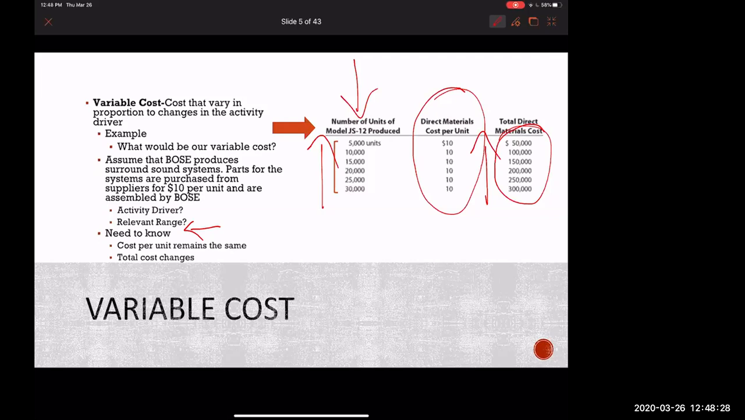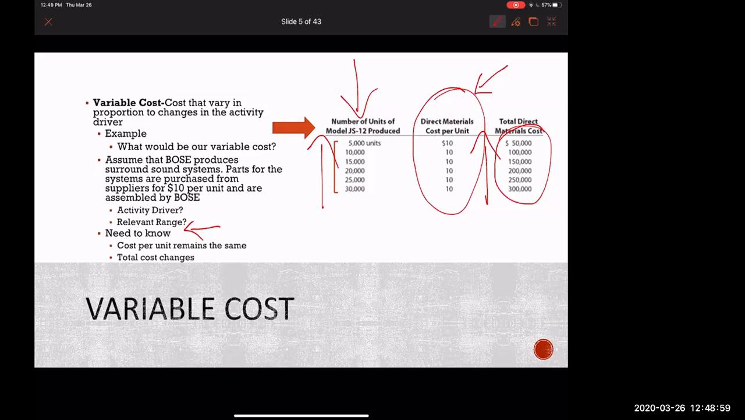The first one is the cost per unit remains the same no matter what. As you can see in our example, when we buy direct materials from our supplier, the cost per direct material will be $10 no matter what. Every time we buy these materials, our supplier will always charge us $10 per unit. So when we're looking at variable cost, the cost per unit is the same.